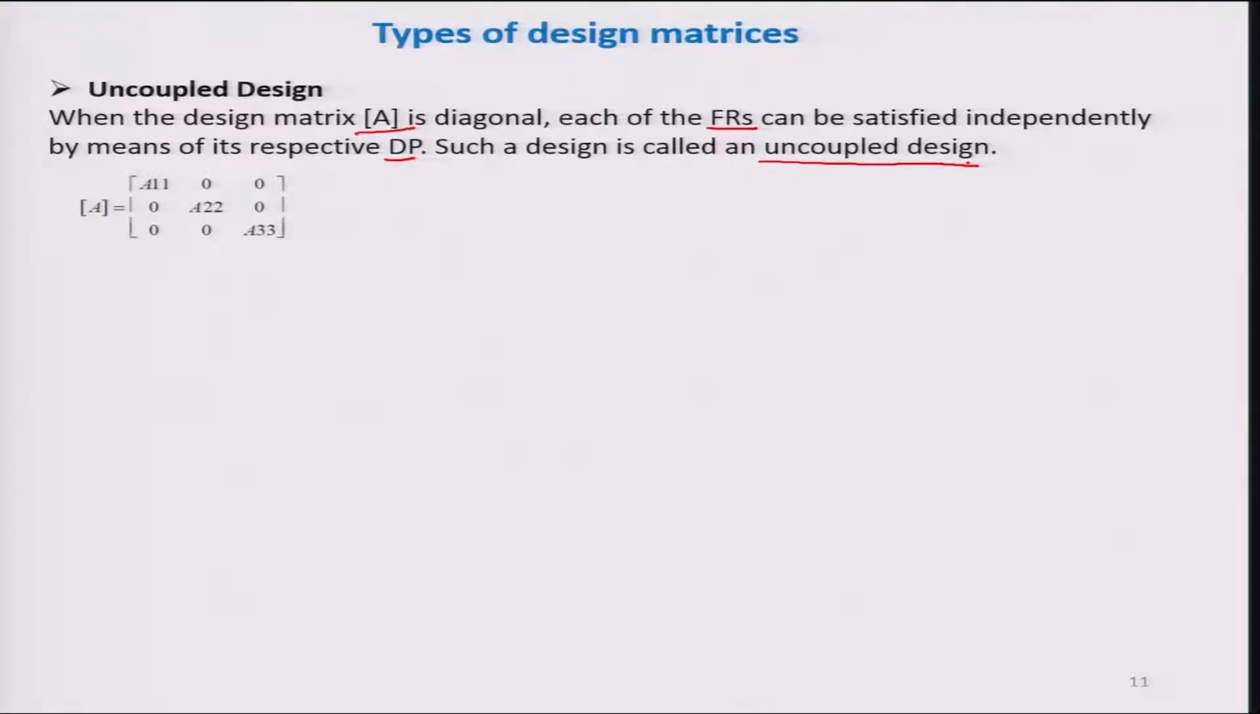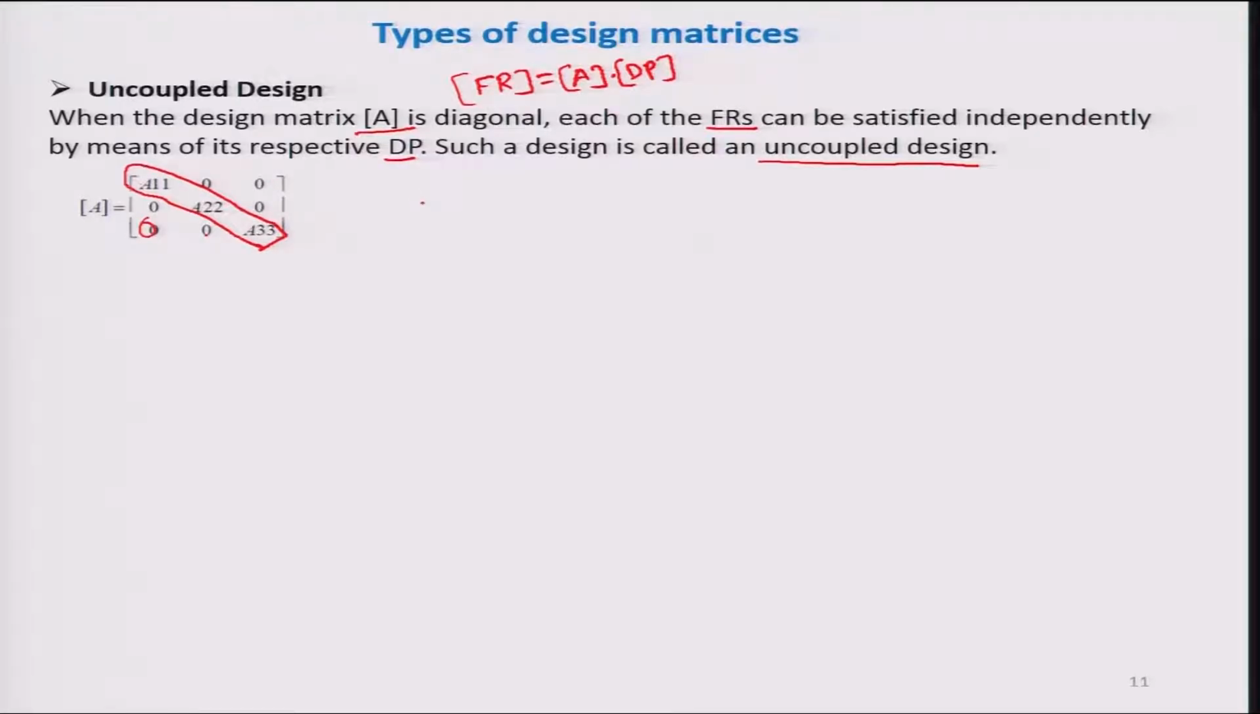So for the independence axiom, what was the equation? FR is equal to the design matrix times the design parameters. Here you can see that if the design matrix is a diagonal matrix, only in the diagonal there is a non-zero term, and the rest of the elements are zero.